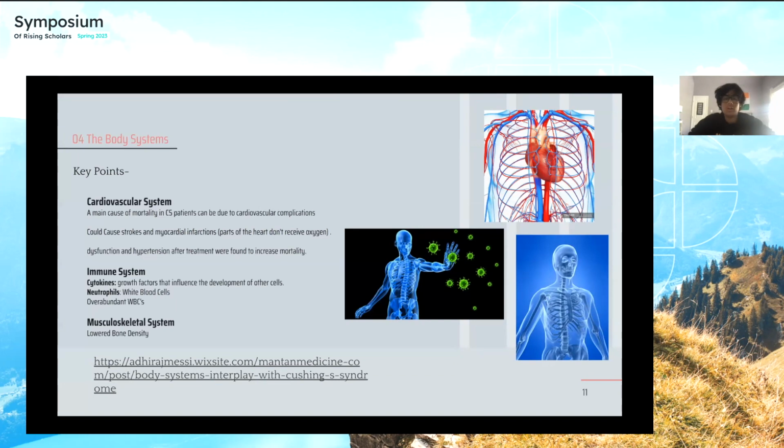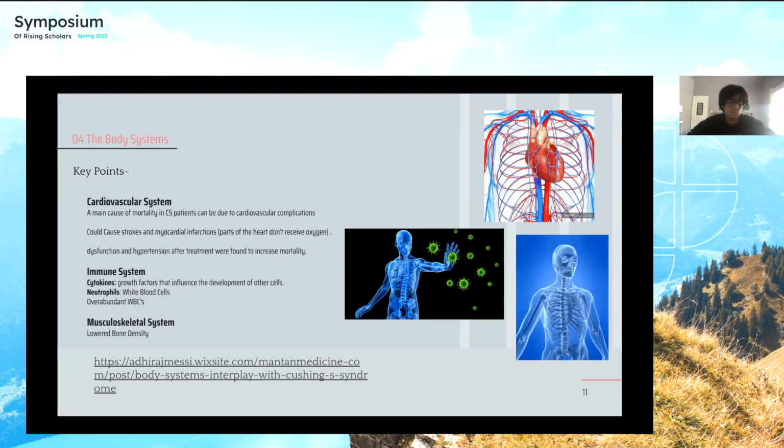So in the cardiovascular system, as we know, Cushing syndrome increases your body fat percentage along with blood pressure, meaning that when you have all these considered, your overall heart health is being reduced because you have higher levels of chance of getting stroke and myocardial infarction, which is heart attacks.